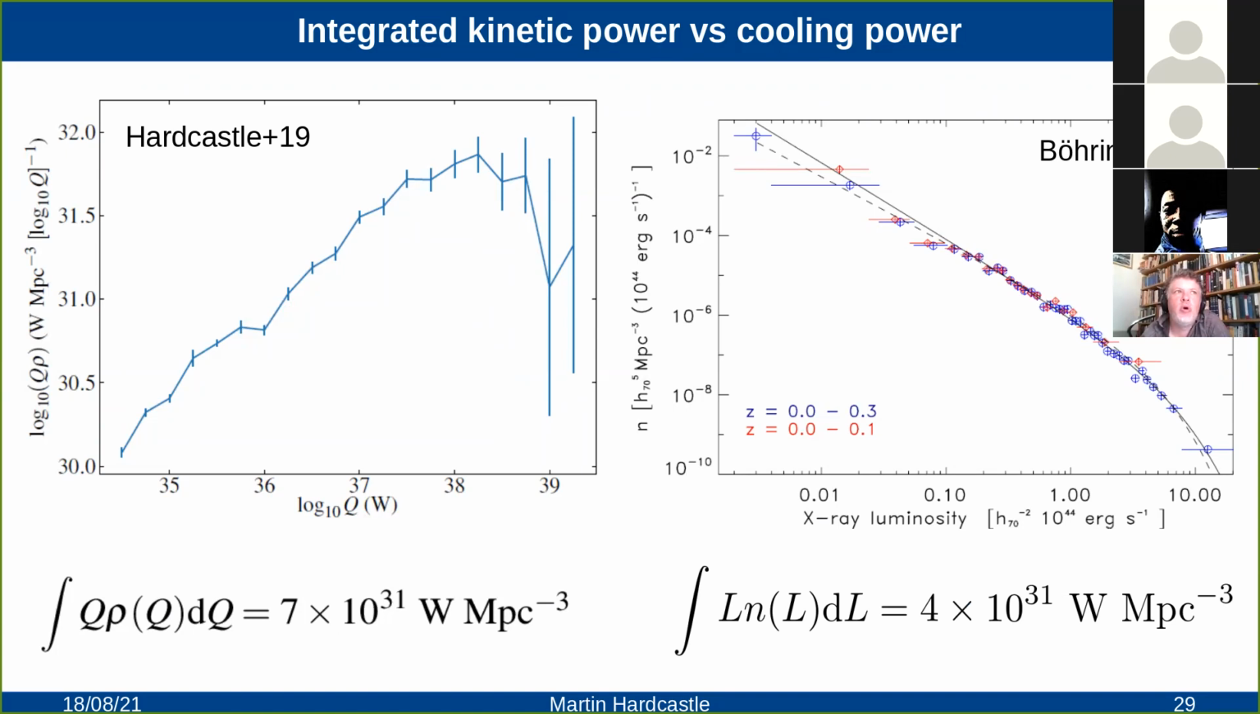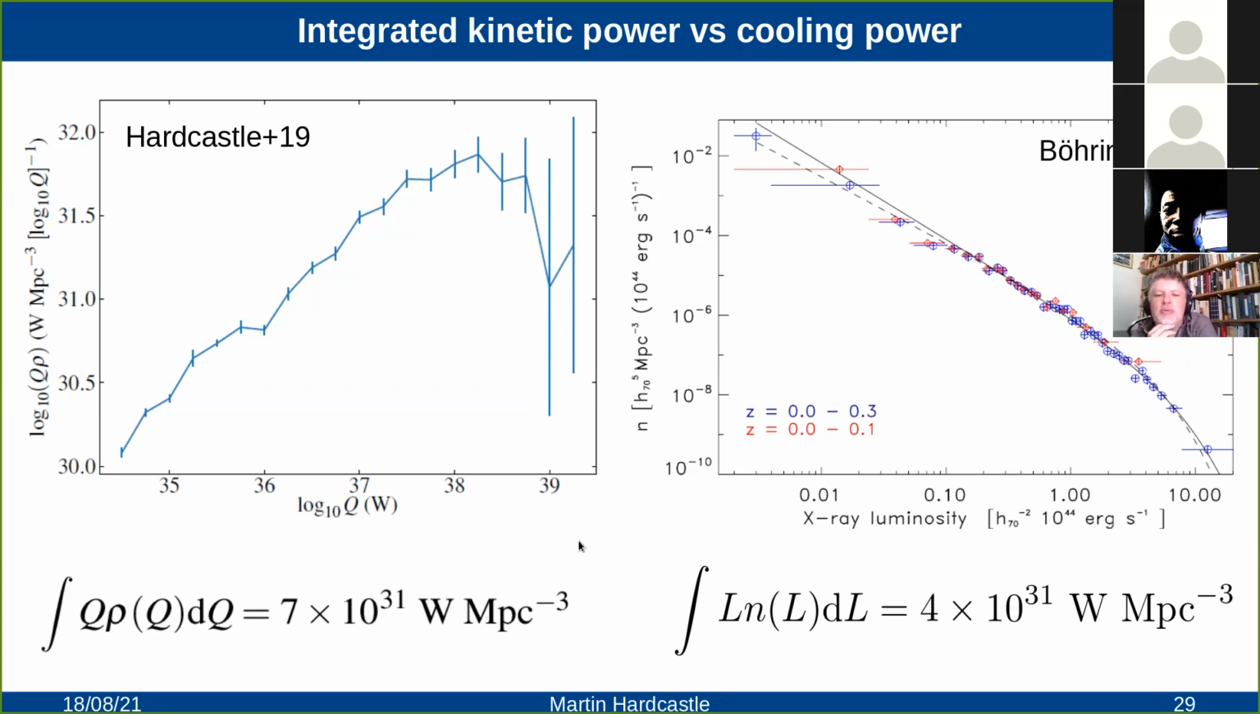Now what can we compare that with? Well, the obvious thing to compare that with is how much energy is being lost from the environments of these objects by cooling. So we know that most radio galaxies are living in X-ray emitting environments. We know what the X-ray luminosity function looks like of clusters and groups in the local universe, and you can integrate that. So here's the X-ray luminosity function. We just integrate that up, and we get a number which is the cooling rate in the local universe, 4 times 10 to the 31 watts per cubic megaparsec.